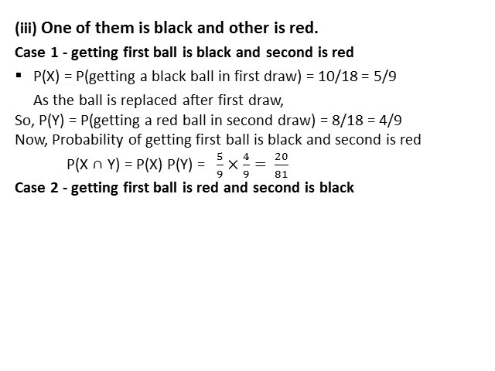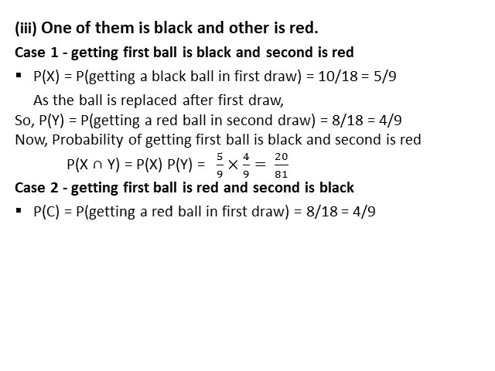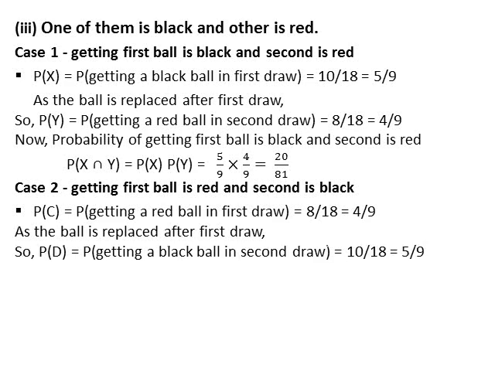Now let C be the event that first ball drawn is red and D be the event that second ball drawn is black. So probability of C equals 8 by 18 equals 4 by 9. As the ball is replaced after first draw, so total number of balls are still 18, in which 10 are black and 8 are red. Therefore probability of D equals 10 by 18 equals 5 by 9.